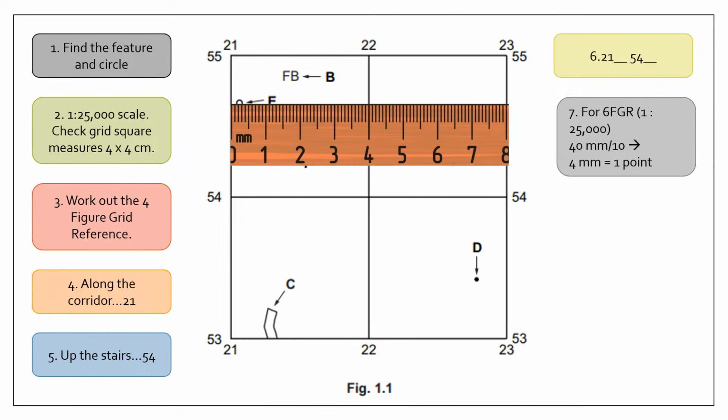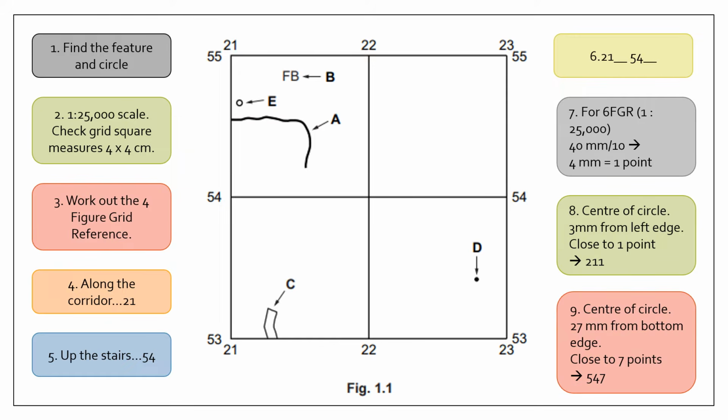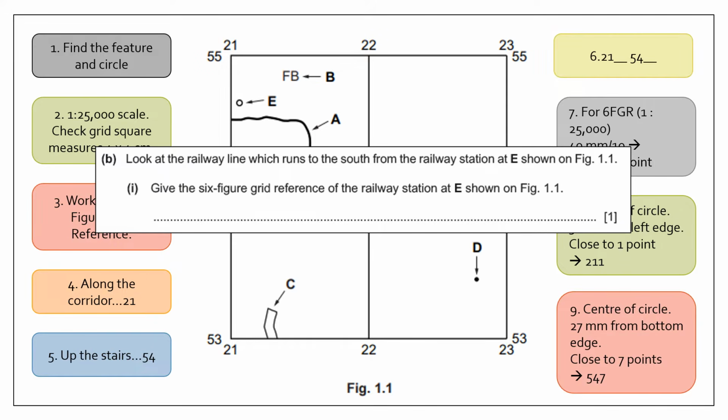Now if we look here and I get my ruler across, we can see that the first one is about 3 millimeters from the left edge, so it's close to 1 point, I would argue. Now please remember this, because in the mark scheme it says it's 0. I personally would argue that if it was 0, the railway feature would have to be exactly on the line. Because this is quite far from the line in this particular case, I would say it's closer to 1 than 0. And then again, we take the center of the circle, and so we go close to 7 points if I put my ruler up against it.